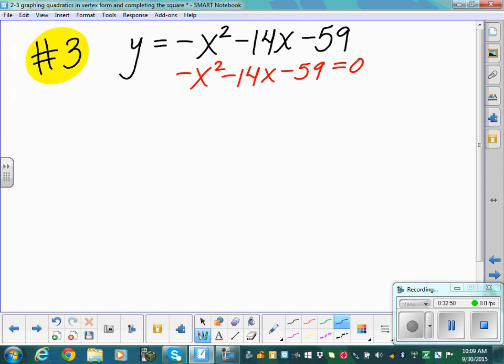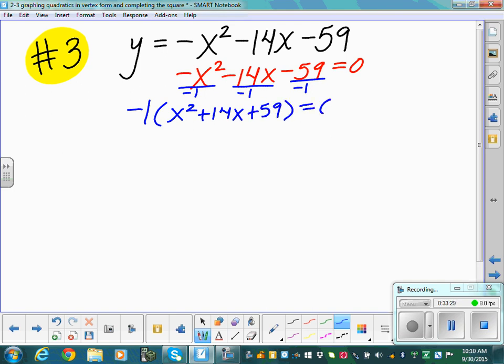So before we complete the square, we're going to factor out negative 1. When we factor it out, you have to write it on the outside of the parentheses. Now remember, if you factor out negative 1, what you did was divide each term by that thing. So let's see what we have left in our parentheses. Negative x squared divided by negative 1 is positive x squared. Negative 14x divided by negative 1 is positive 14x. And then positive 59.